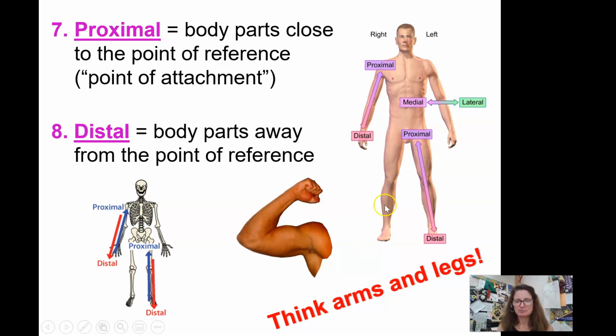So let's look at the leg. In your leg you have ankle and toes. What if I said the toes are blank to your ankle, what would you say? The toes are distal to the ankle. The ankle is proximal to the toes. The ankle is in closer proximity, closer to the point of attachment, whereas the toes are distal, more distant from the point of attachment. So toes are distal to the ankle, and the ankle is proximal to the toes.